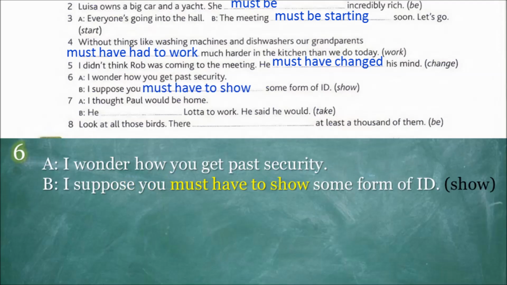I wonder how you get past security. I suppose you must have to show some form of ID.